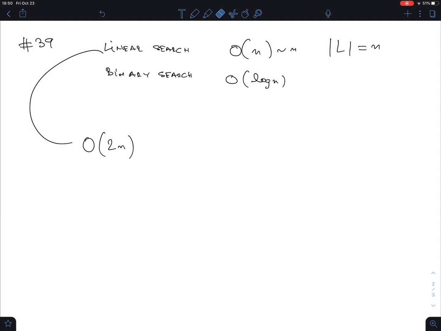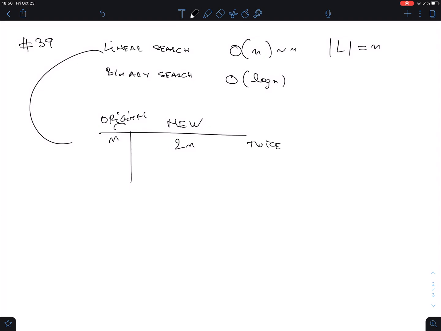Because if the original was n, this is the original list, and here is the new list. That would be now 2n steps, because the new list has twice as many elements. So it would be twice as many operations, twice as many steps. This is for linear search.